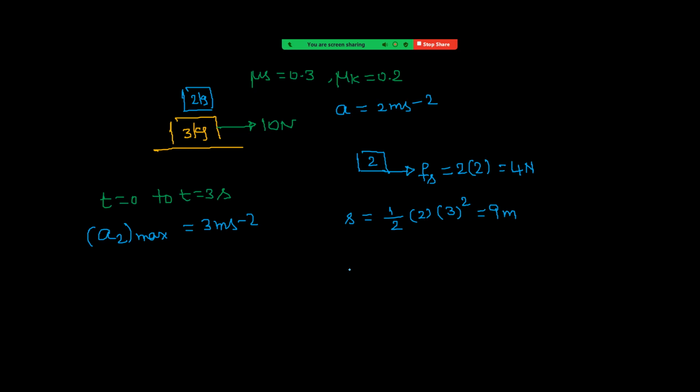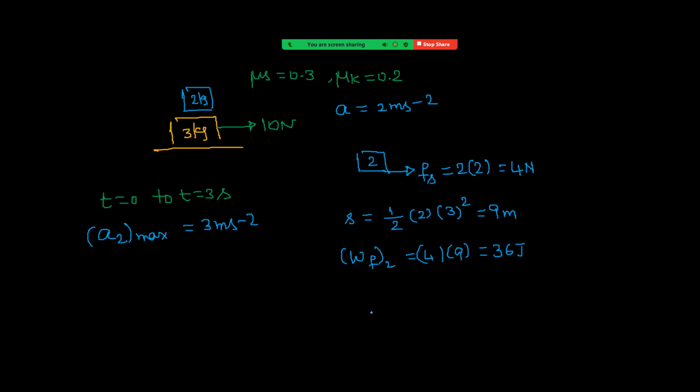So the work done by the frictional force on the 2 kg block is 4 into 9 into cos 0, so that is 36 joule. This is the work done by friction on the 2 kg block.